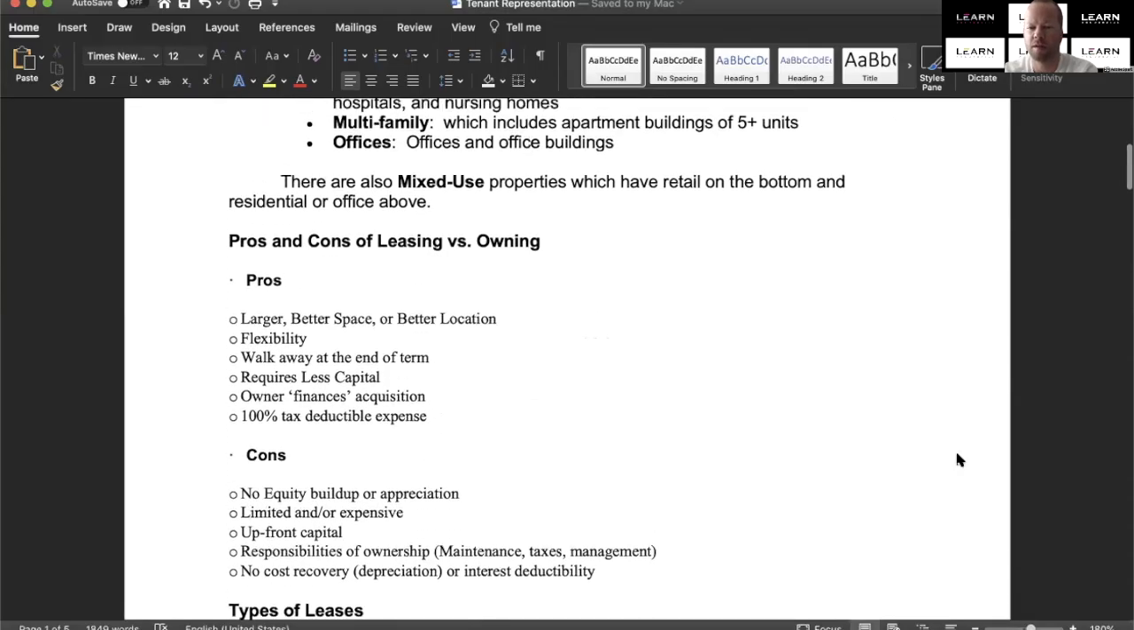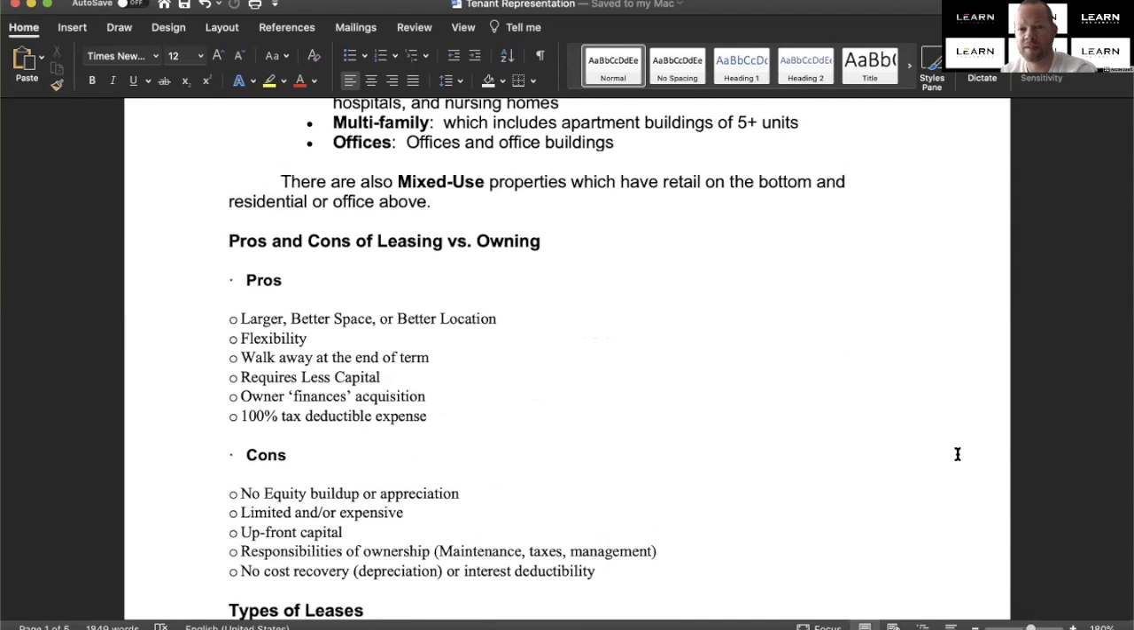Some of the cons, right? There's no equity buildup or appreciation. Just like when you buy a house, you're just paying someone else's mortgage off for them. But that's okay. It's not always a bad thing. Just make sure you understand the ins and outs, the pros, the cons, and what's the right decision for you and your company.